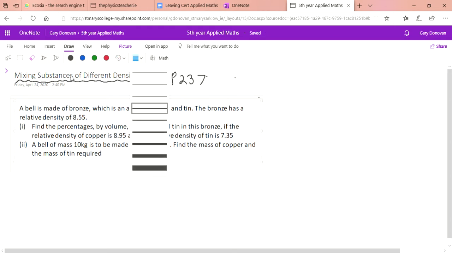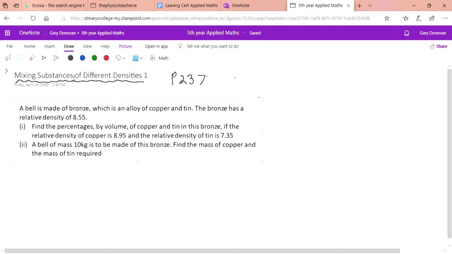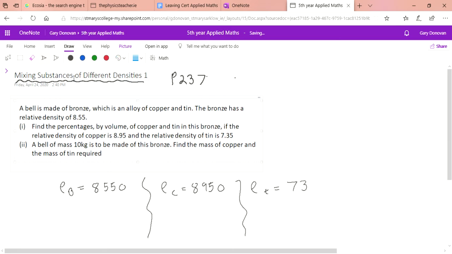So what do we have? We have a bell which is made of bronze, and bronze is an alloy of copper and tin. The bronze has a relative density of 8.55, so the density of bronze is 8,550, and it's made up of copper and tin. The copper has a density of 8950. They give us the relative density, but I prefer to work in densities. The tin has a density of 7350. So the copper and the tin are added together to give us the bronze.